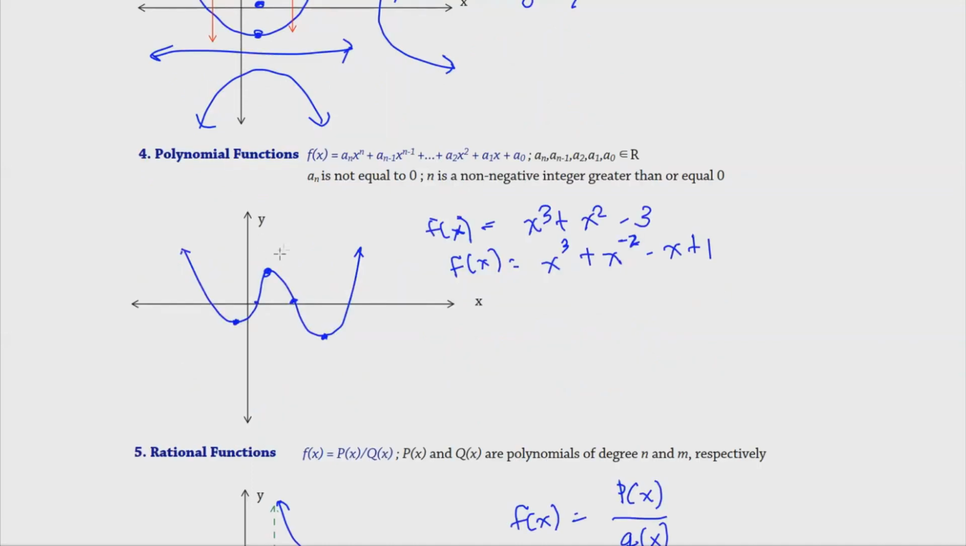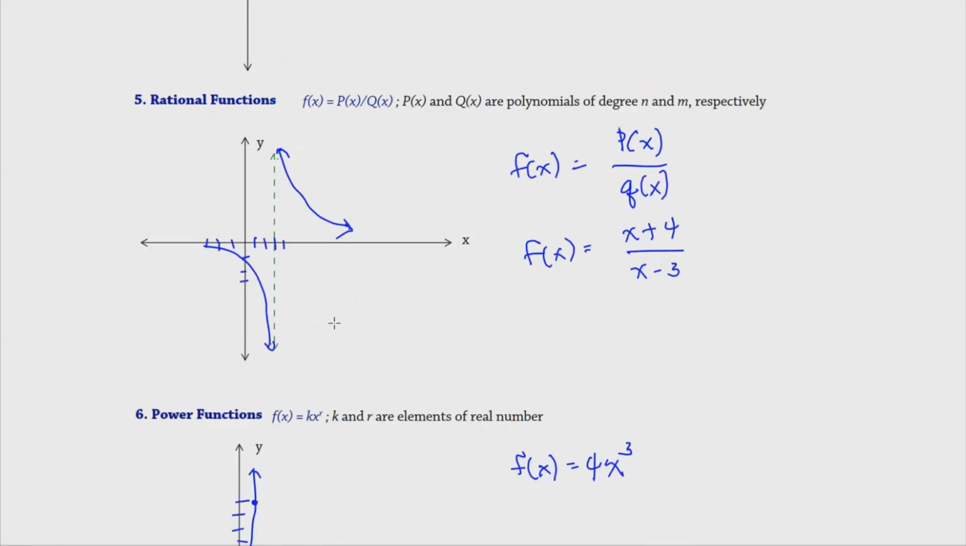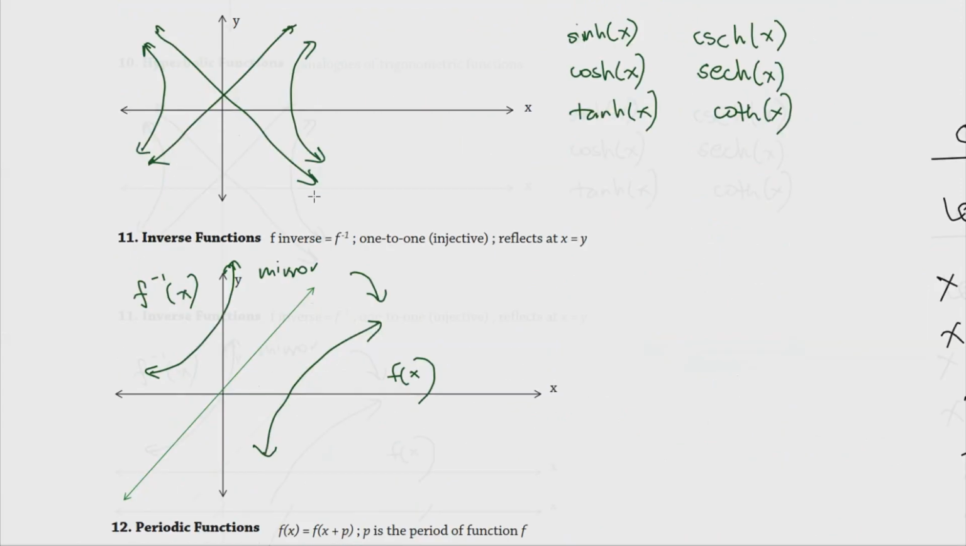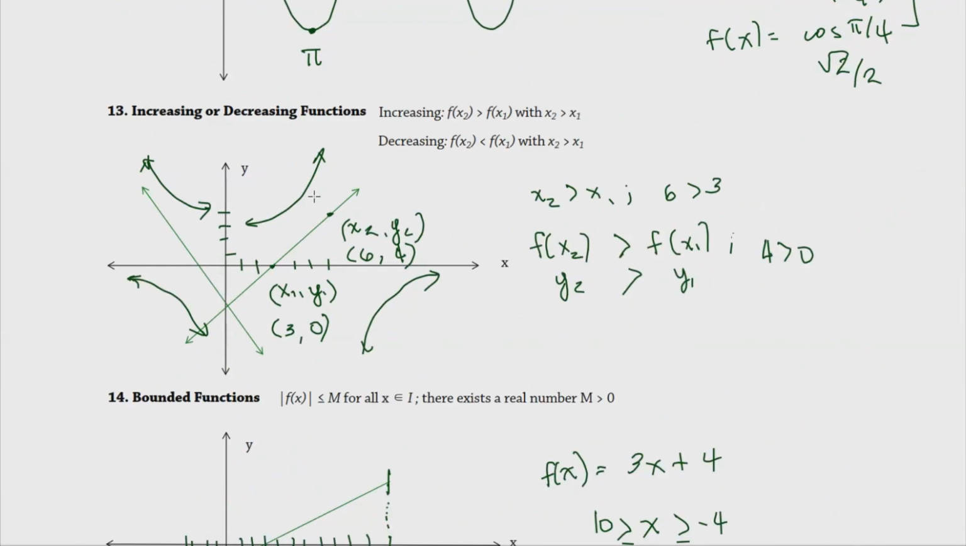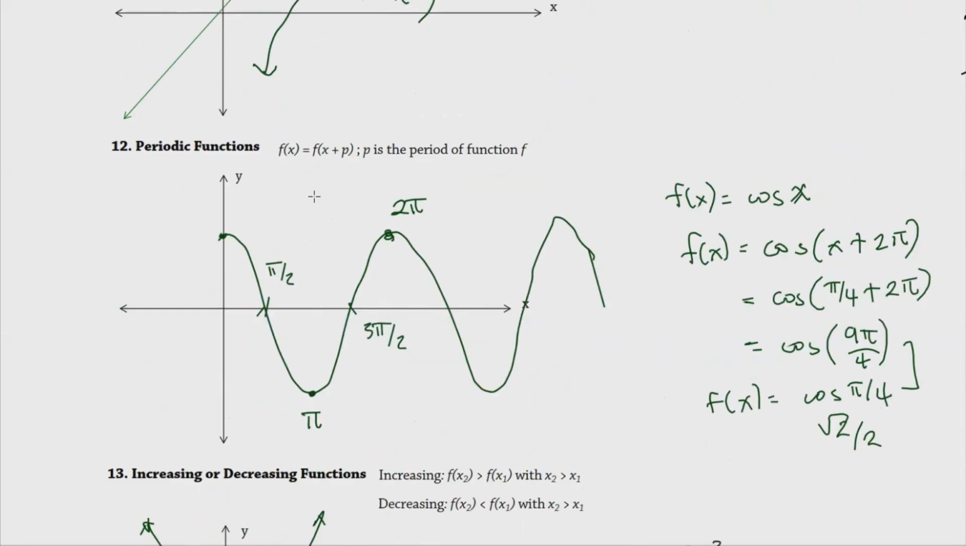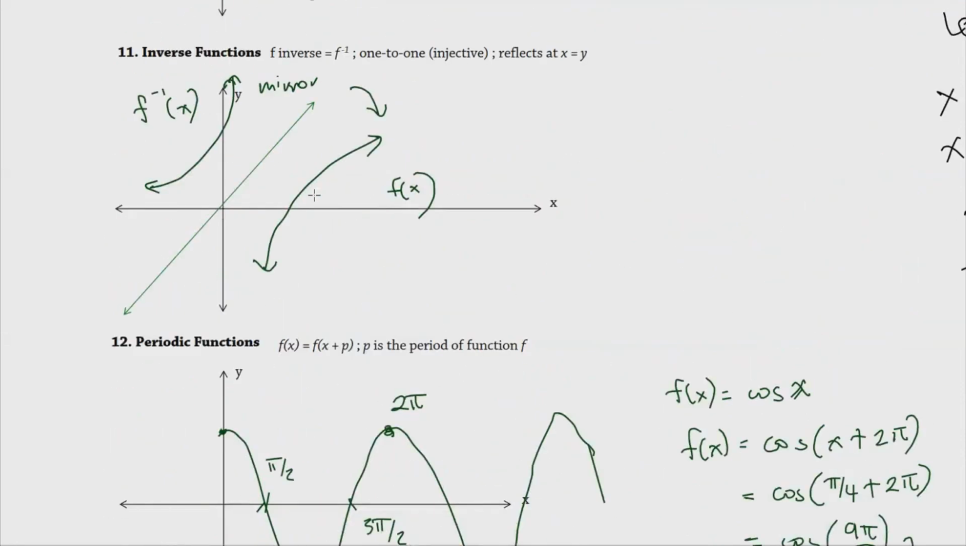This is also a function. This is also a function. You can just browse over here and take a quick look. These are all functions. They will not intersect the graph more than once.